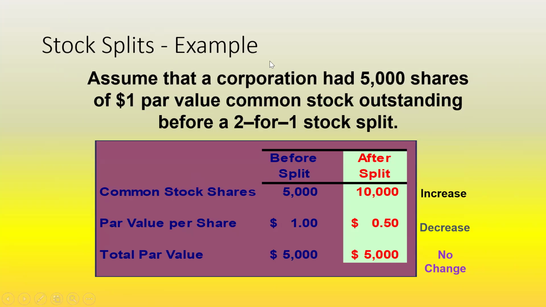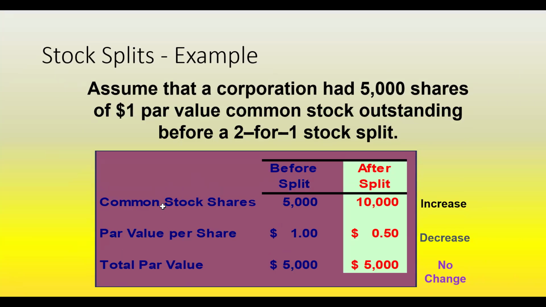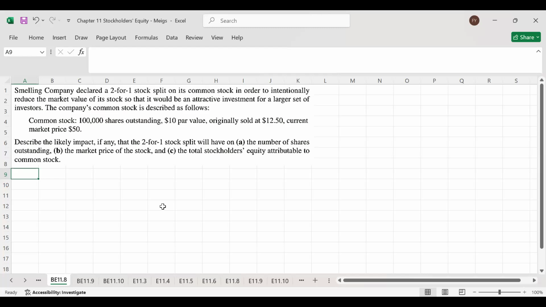So let's begin exercises from the book Financial and Managerial Accounting by Williams, Haka, Bettner. We are discussing chapter 11, and here we have brief exercise 11.8 in front of you. So let's begin.